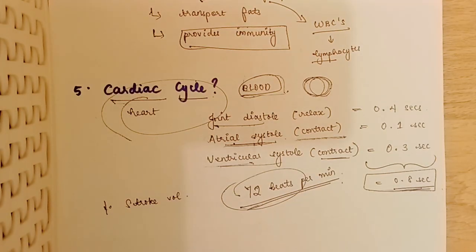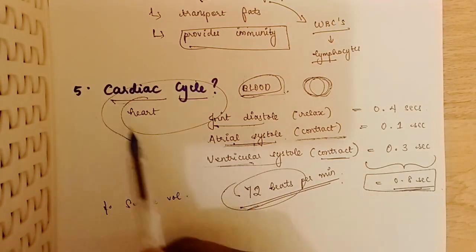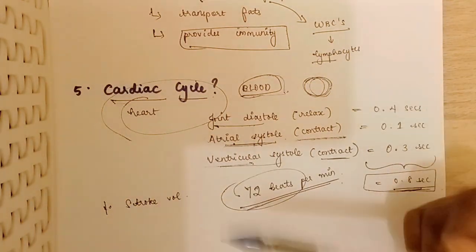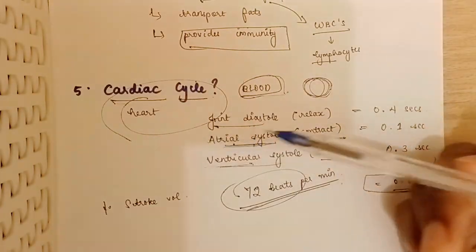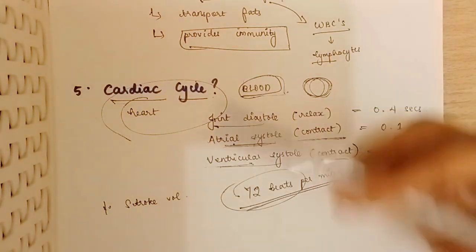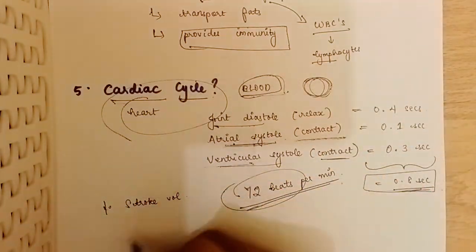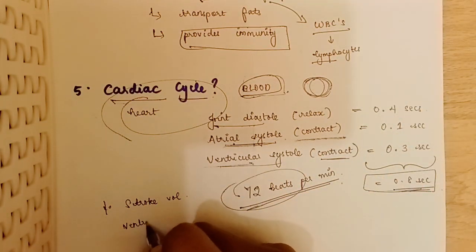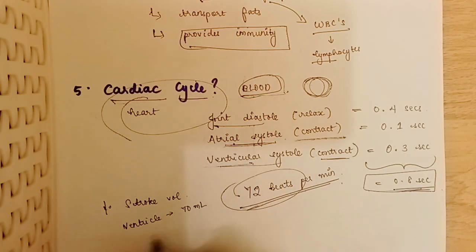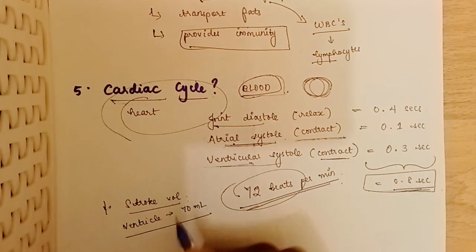What is the stroke volume? Stroke volume is when, during a cardiac cycle, each ventricle pumps out approximately 70 milliliters of blood. When the ventricle pumps out the 70 milliliters of blood, it is called the stroke volume. This is what you need to know from stroke volume.